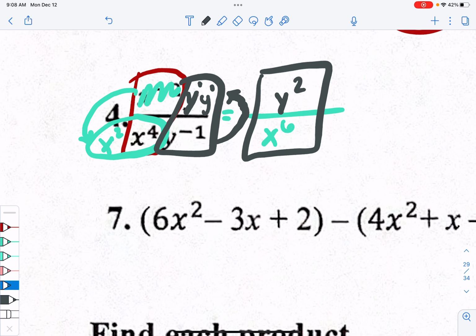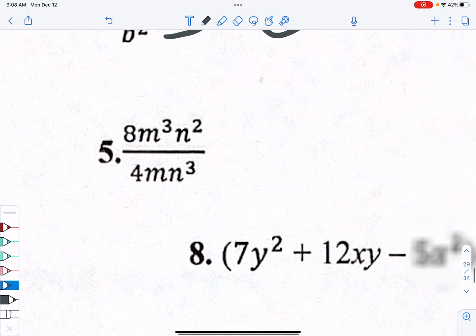Okay, so just do the x's by themselves, the y's by themselves, and then just write your answer as one piece. Okay. Number 5, here we go.